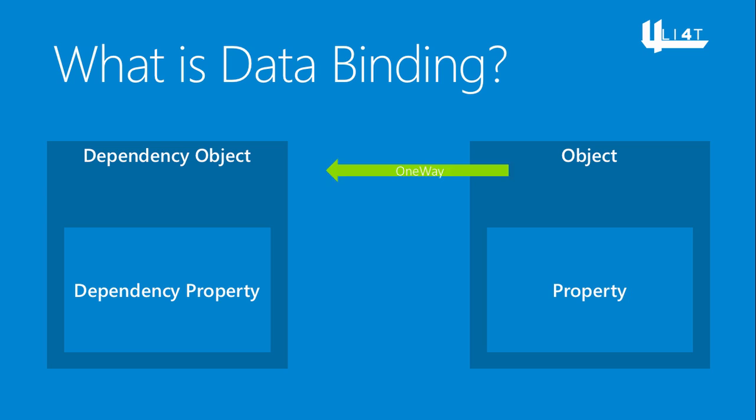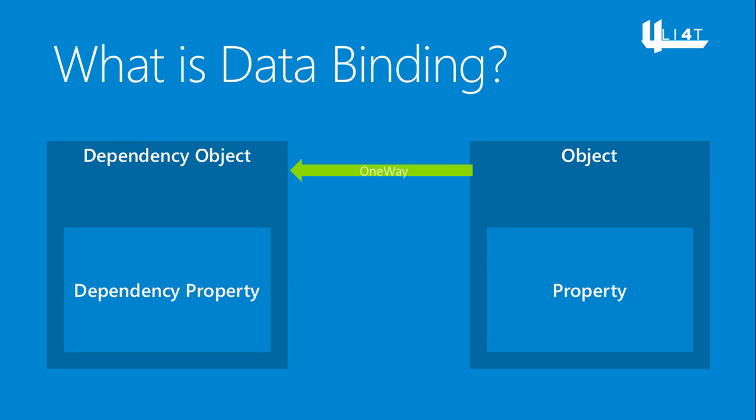The first one being one way. One way only happens from the object to the dependency object. So the dependency object cannot change the value of the object. Only the object can change the value of the dependency object, or rather, the property of the object is reflected on the dependency property of the dependency object. But the dependency property, even if it changed its value, wouldn't change the value of the property on the object.